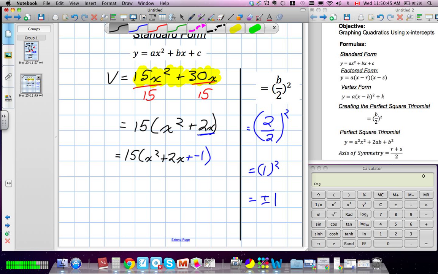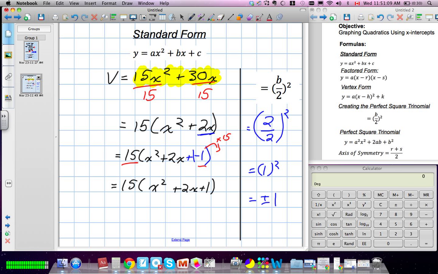We need to take the negative value. Oh, I forgot to write the 1 in there. Plus 1 minus 1. We need to take the negative value to the outside of the brackets. And when we do that, we have to multiply by the common term in front. So our next line is going to read 15 times x squared plus 2x plus 1, and negative 1 times 15 is negative 15 on the outside. Now that I've done that, I've created a perfect square trinomial.